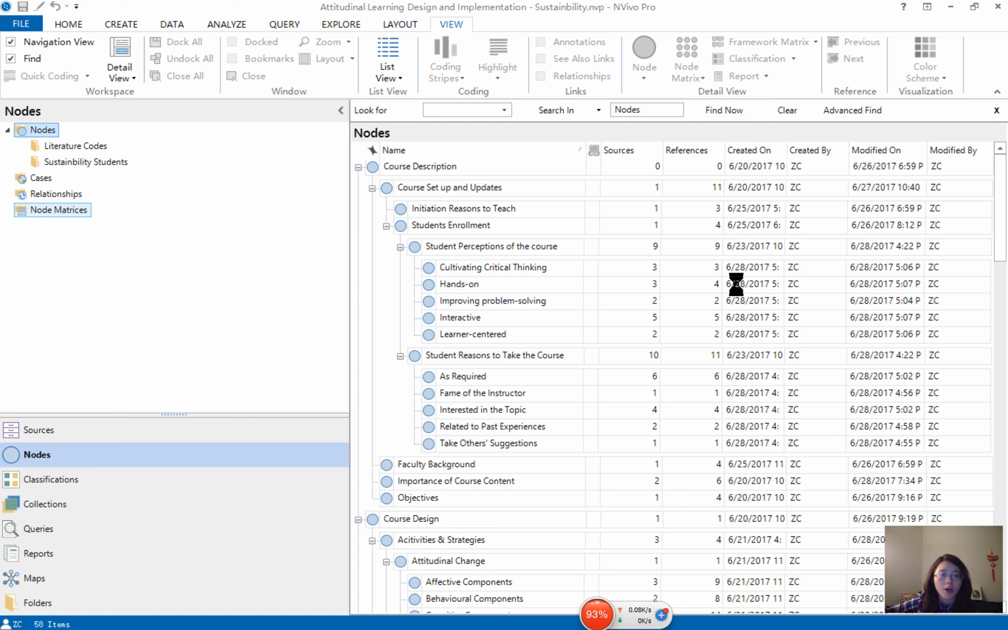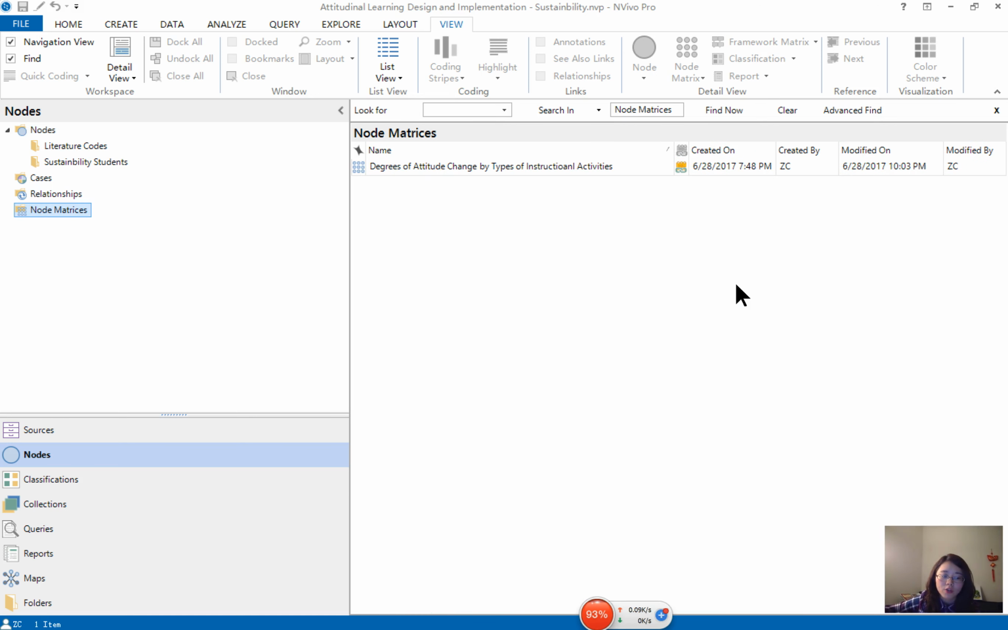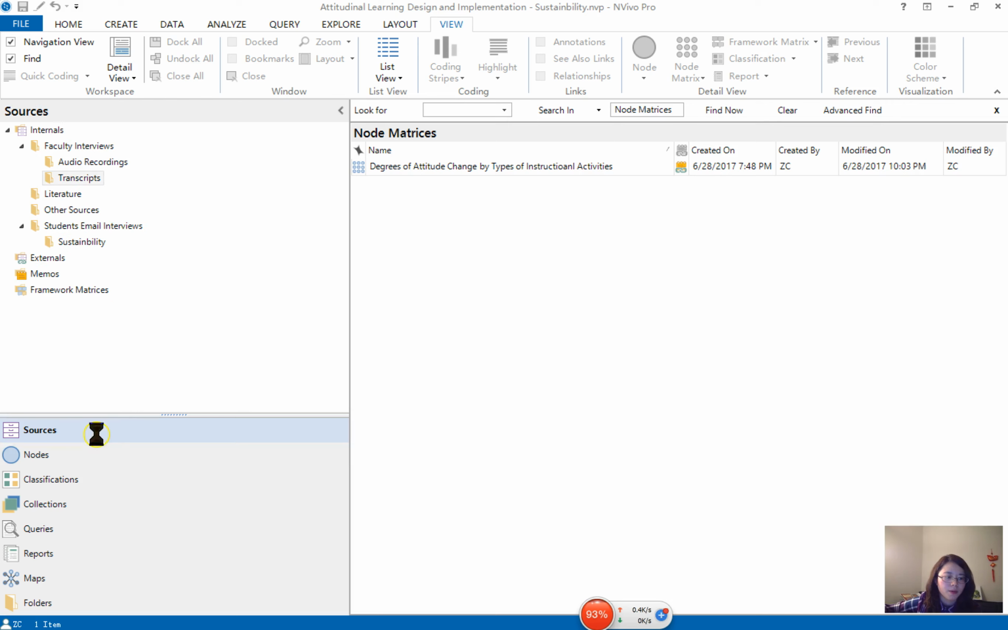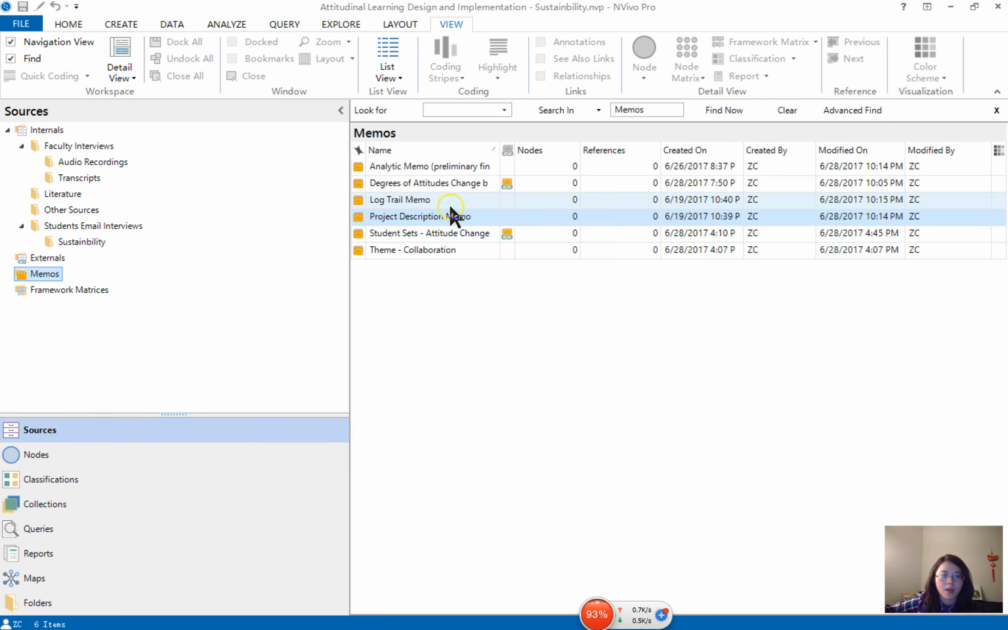So the findings are, faculty is very passionate about it. I would not open this matrix, but I would go directly to my analytic memo. In that memo, I talk a little bit about the findings of this matrix.